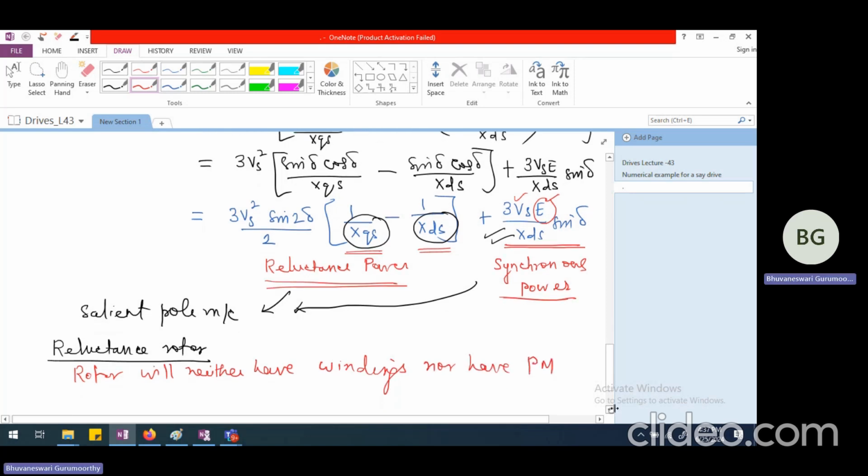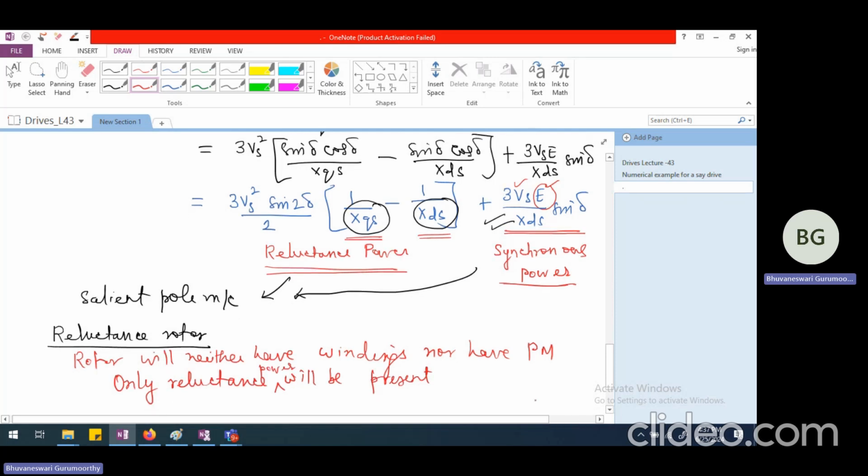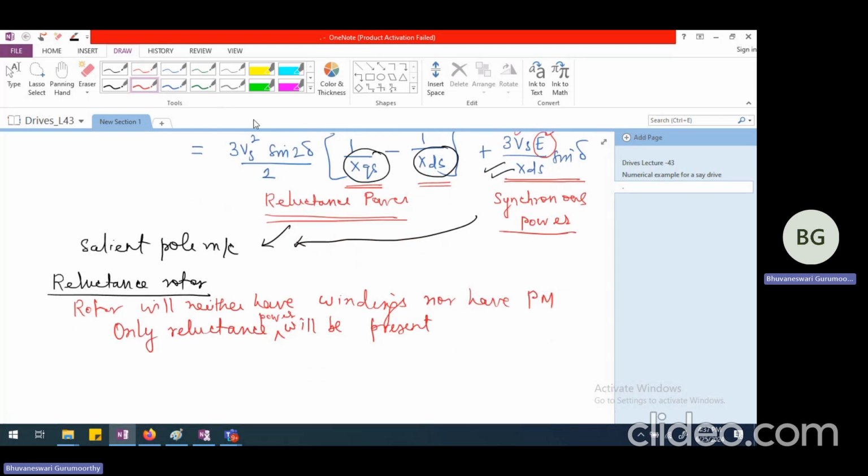So if both are absent, only reluctance power will be present. In that case, the excitation being absent, the entire flux production comes only from the stator side. So in one sense, it is like an induction motor where the magnetizing current is also drawn from the stator side.